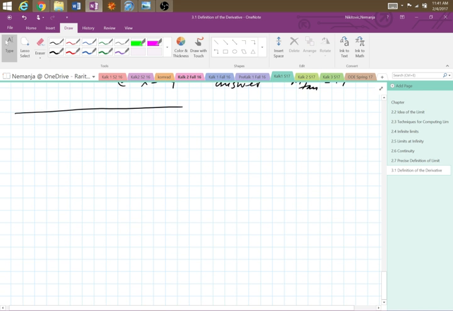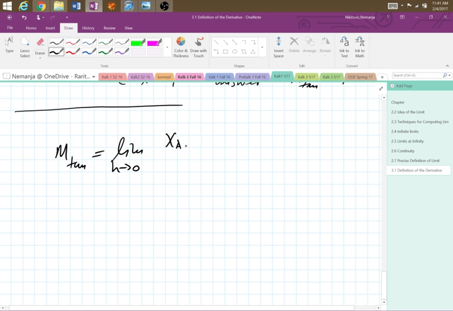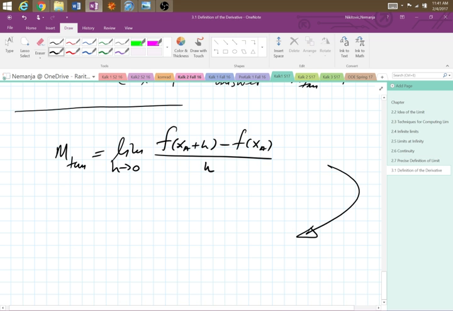How about if I take my m tangent, which was the limit as h goes to 0 of f of xa plus h minus f of xa, which was the specific point, and transform that for every x. So we get m tangent is equal to the limit as h goes to 0 of f of x plus h minus f of x, over h.